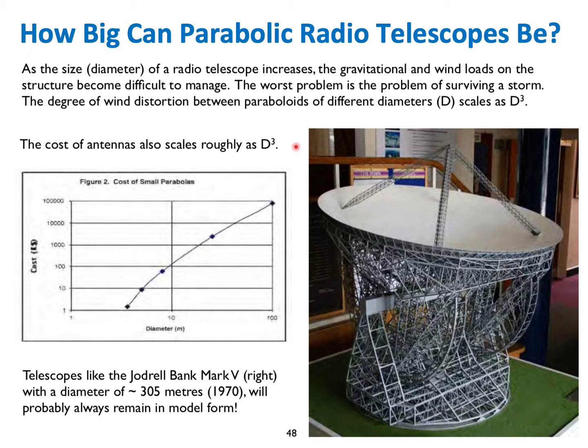But if you make your dish very smooth and very big, it acts like a huge wind sail. So if you were to point a huge dish into the wind, the telescope would want to blow away. So you need the structure to be able to support the telescope from being moved by the wind. It turns out the wind distortion on a parabola goes as the cube of the diameter, and also the cost of building an antenna goes as the cube of the diameter.